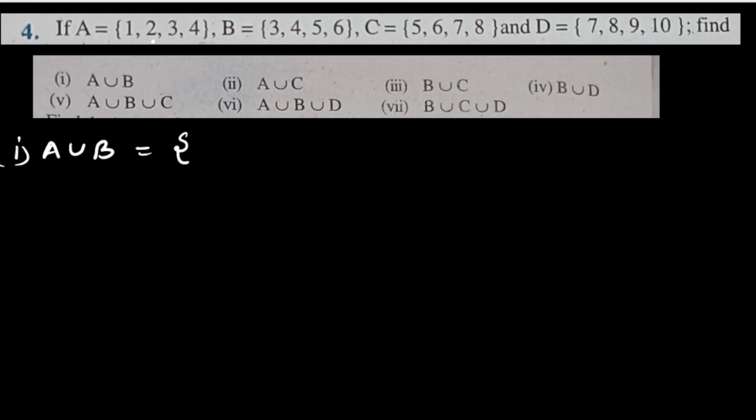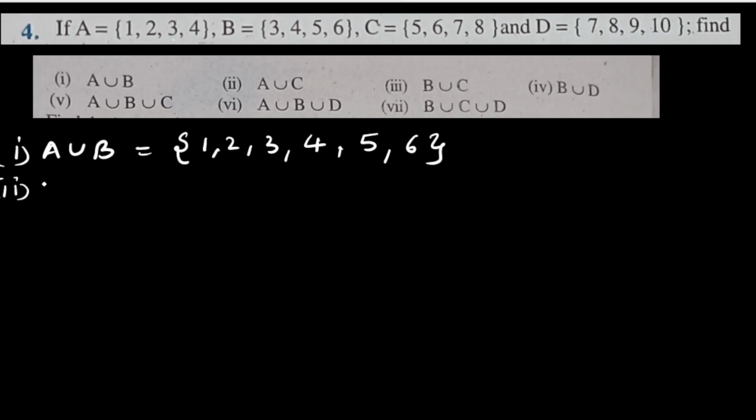So A union B. A's elements are 1, 2, 3, 4. First of all, always write the elements of A. I have written. Then B's elements other than these elements. So B has 3, 4. 3, 4 I have already written, and the remaining two elements are 5, 6. So A union B means all the elements of A as well as B, but we don't have to repeat the elements. Like here 3 and 4, both elements are there in A and B also, so only one time we have to write.